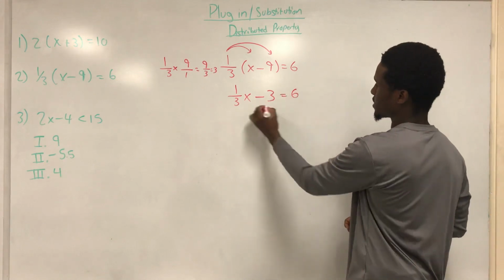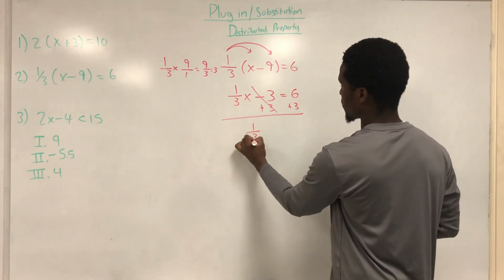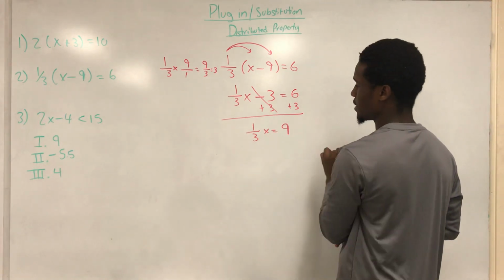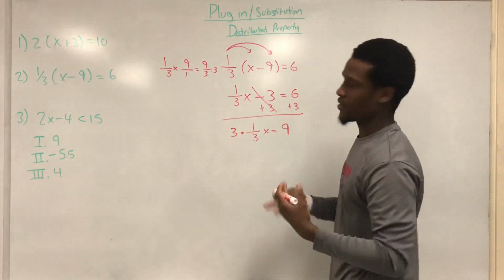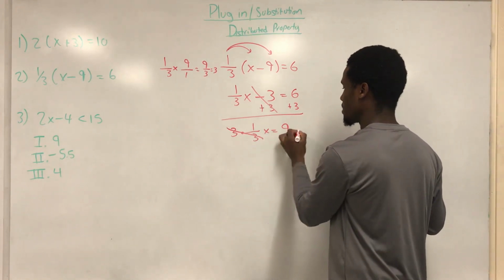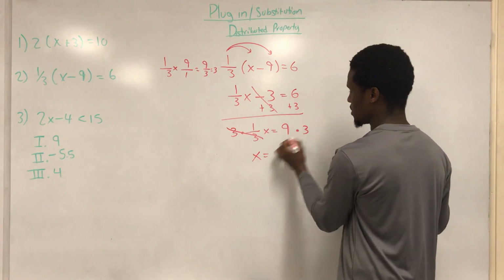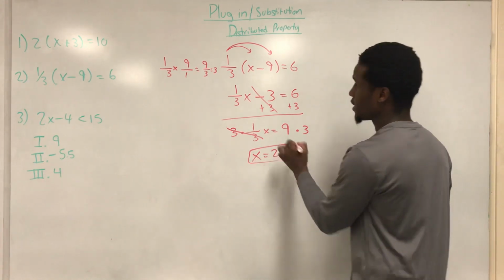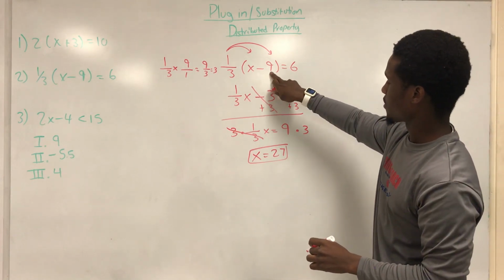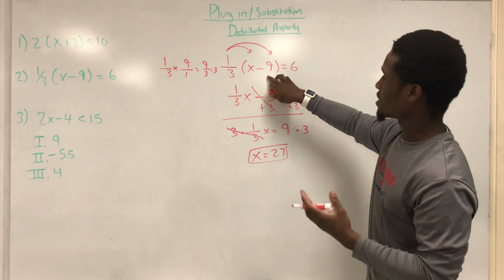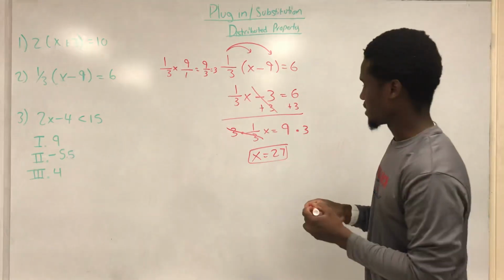So it equals 6. We're going to add 3 and then add 3. So 1/3 of x is equal to 9. And then I'm just going to multiply by 3. It's actually multiplying by 3 over 1. But multiply by 3. Multiply by 3. So I have 1x is equal to 27. And if we plug that in, we have 27 minus 9, all right? And then 27 minus 9 is, of course, 18, and 1/3 of 18 is going to be equal to 6.